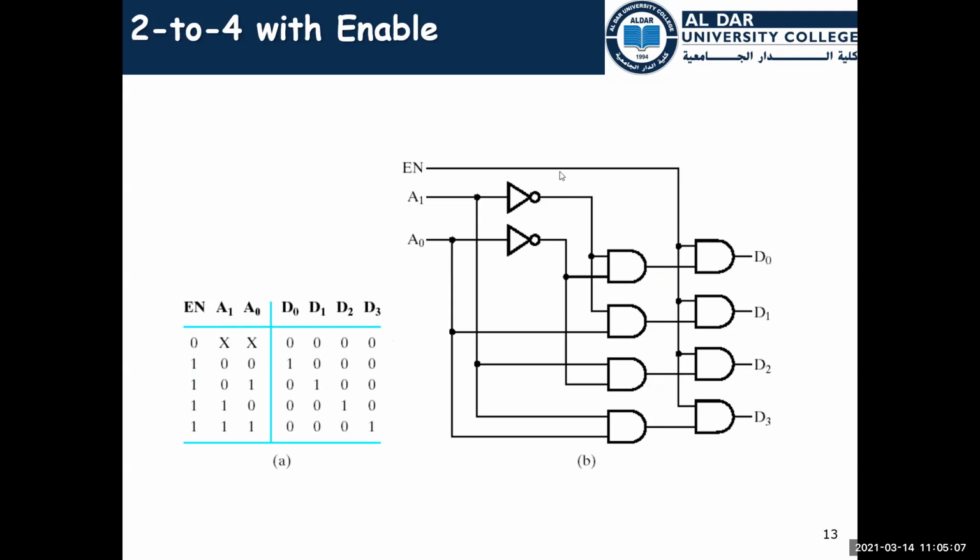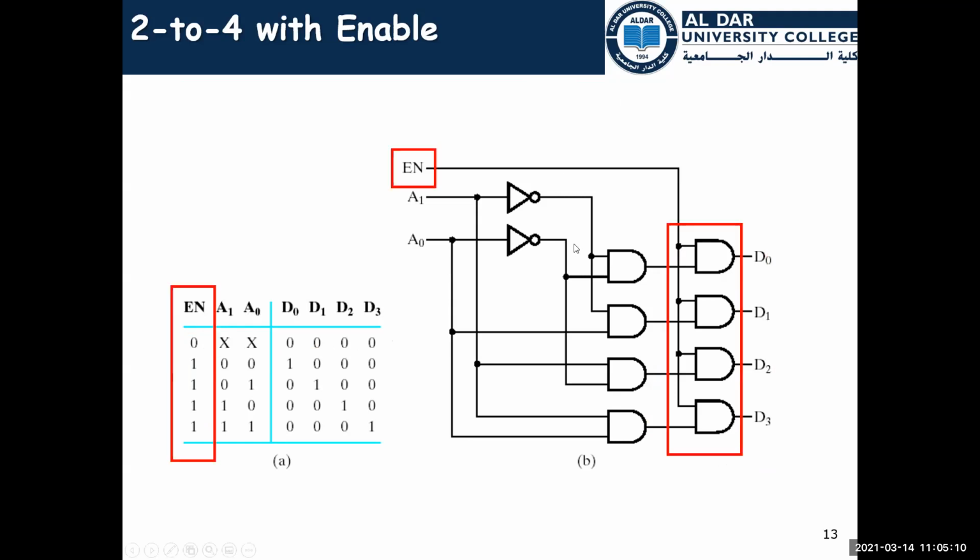So this is the enable circuit. We have enable here, and we need all of these AND gates. If enable is 0, the output will be 0 irrespective of the value of A1 and A0. Whatever value A1 and A0 have, the output will be 0. If enable is 1, this is a normal decoder.